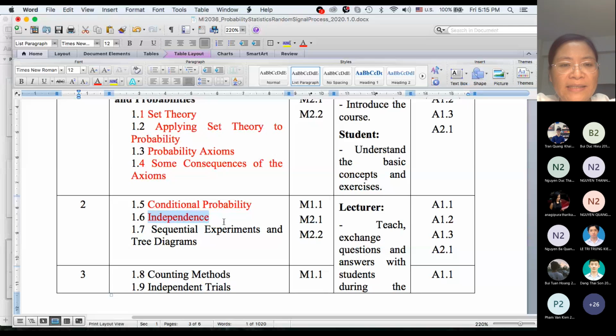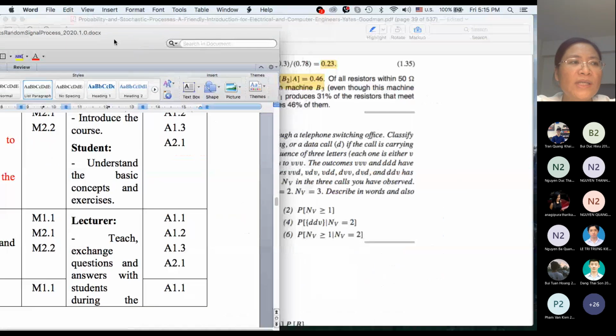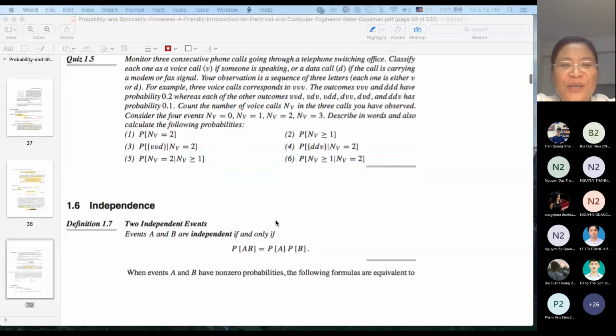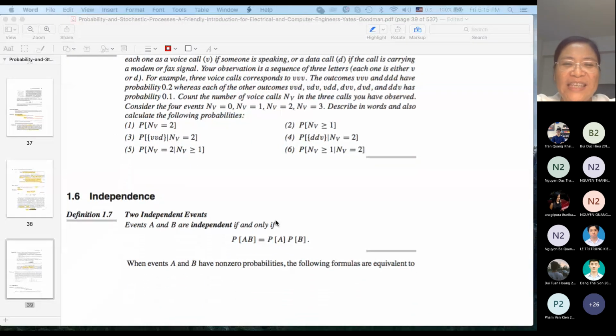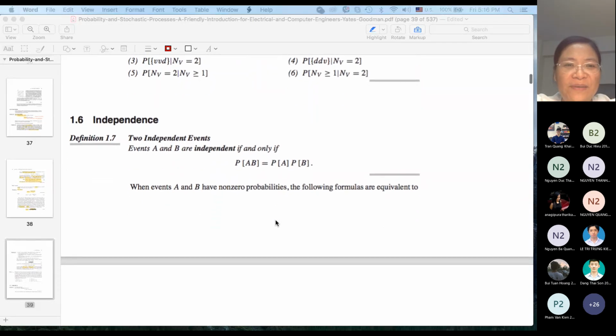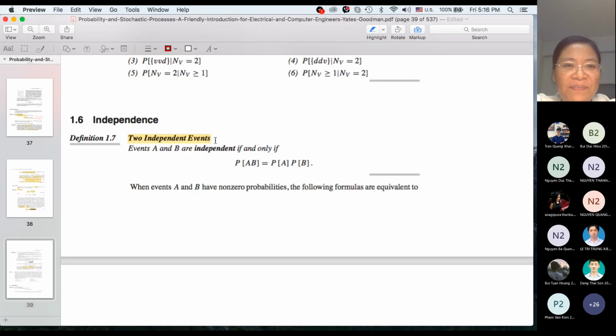Now move on to independence, section 1.6. Fifteen minutes for me to give you this lecture is hard, so please concentrate. Two independent events: events A and B are independent if and only if probability of A and B equals probability of A times probability of B.